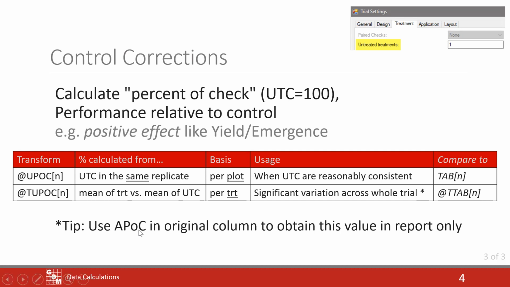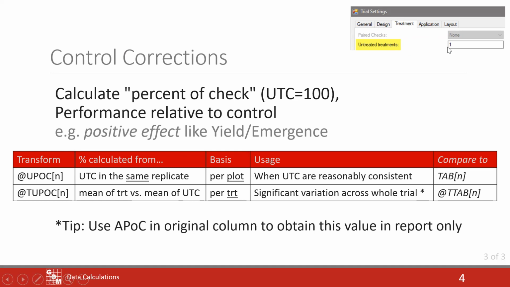And just like we saw with the T-tab with our percent check, you can calculate this percent of check just on the report. Just slightly different code. It's the automatic percent of check, so APOC in that original column, and you'll see it on the report, just like we saw the APC value. So I won't say that all again. It's really the exact same concept, just different calculation basis.